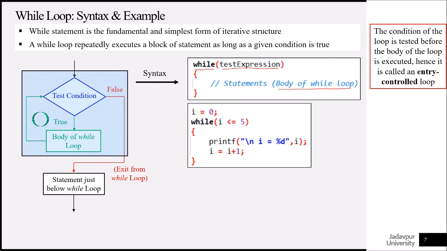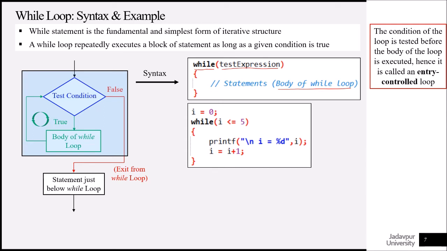But there will come a stage when I becomes 6 in the natural course of action because at every iteration, I is being incremented by 1. So when I becomes equal to 6, then the test condition is not true anymore. So that is where the loop will be terminated and the execution would move past the while loop to the statement just after the loop. So that is how this loop is going to be executed.